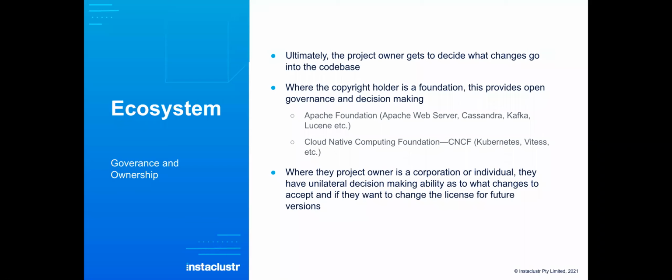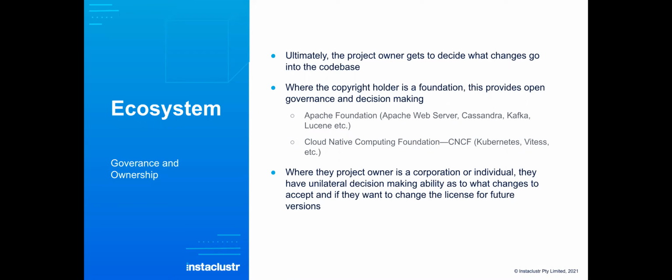So we talked at the beginning about copyright holders, and at the end of the day, the copyright holder to the code base is the one that gets to decide what changes go into that code base. Certainly, or the project owner. Somebody owns the project, gets to decide what goes into that code base. Depending on the license, other people may be able to fork it and make their own copies, but that is dependent on the license.